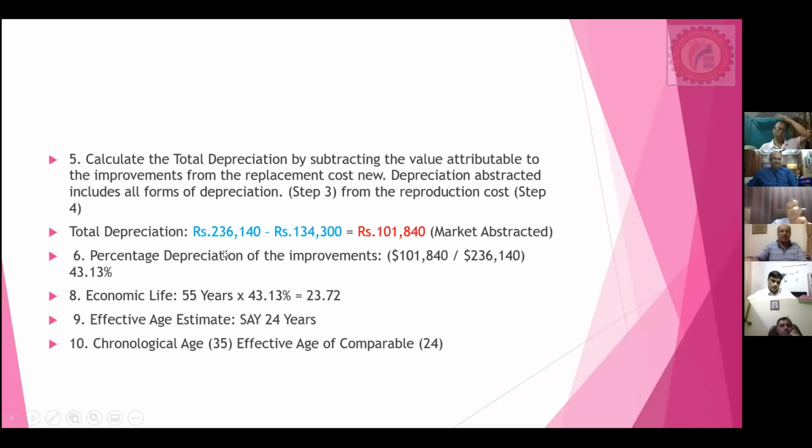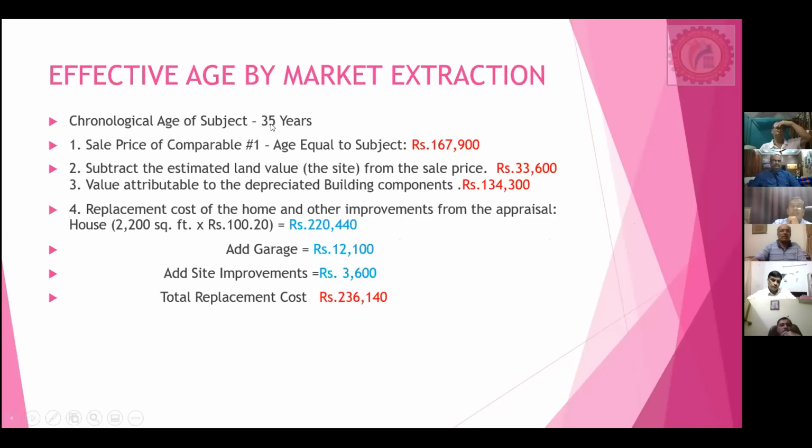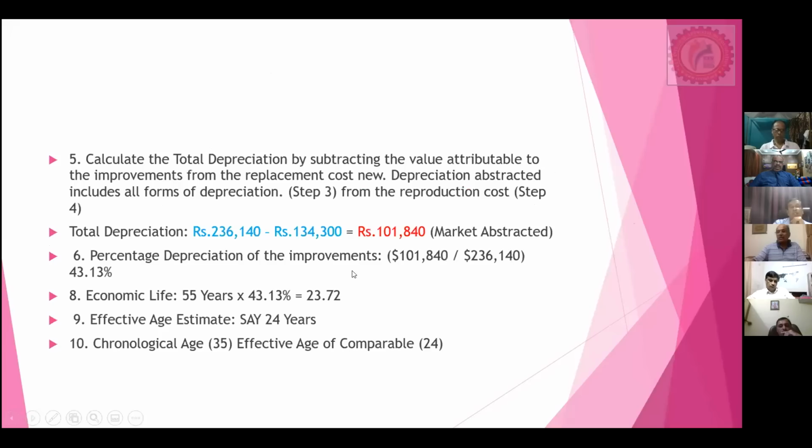Even though the chronological age or the historical age of the building is 35 years, we have used the data of sales comparison to arrive at the value, and we have calculated the replacement cost. Now with that replacement cost, we have calculated the percentage of depreciation. Now that percentage of depreciation has been multiplied with the total economic life to get the effective age. Here we have arrived at the effective age as 24. That means we have used the market data, meaning the sales comparison method, to arrive at the effective age of the building.